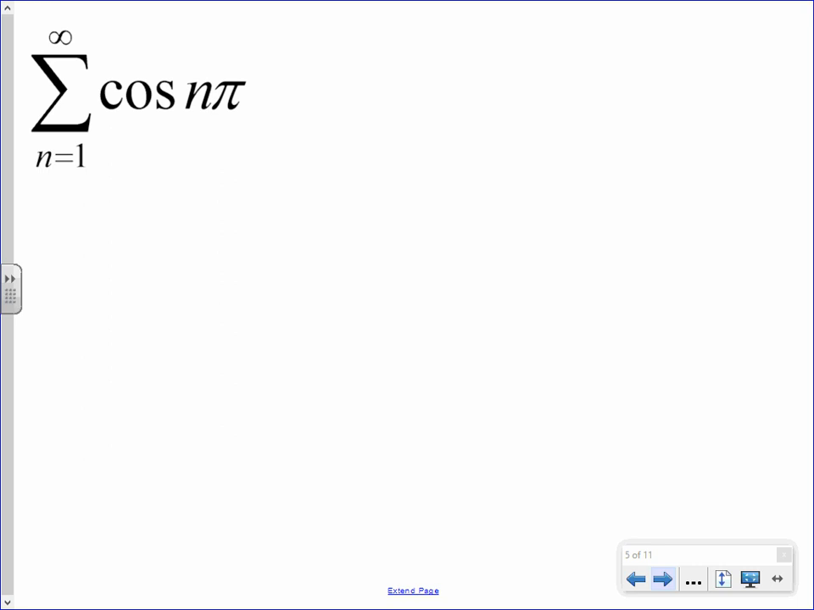Well, we're not going to have to use trig to do anything. But let's think about it here, people. Cosine of pi, cosine of 2 pi, cosine of 3 pi, cosine of 4 pi, cosine of 5 pi. What are those values? 1, negative 1, 1, negative 1, 1, negative 1.